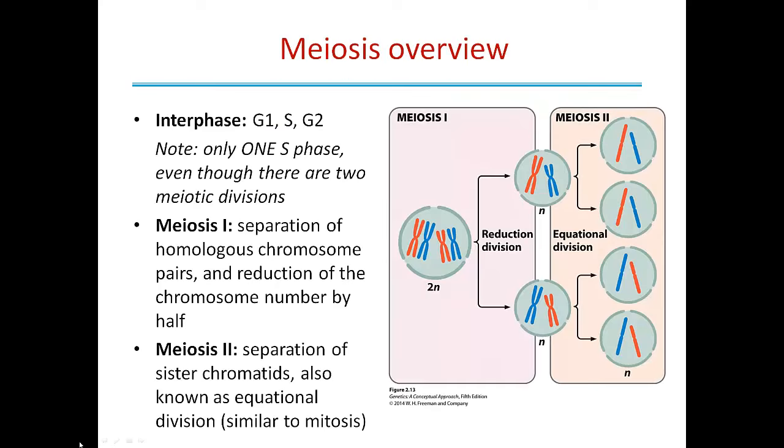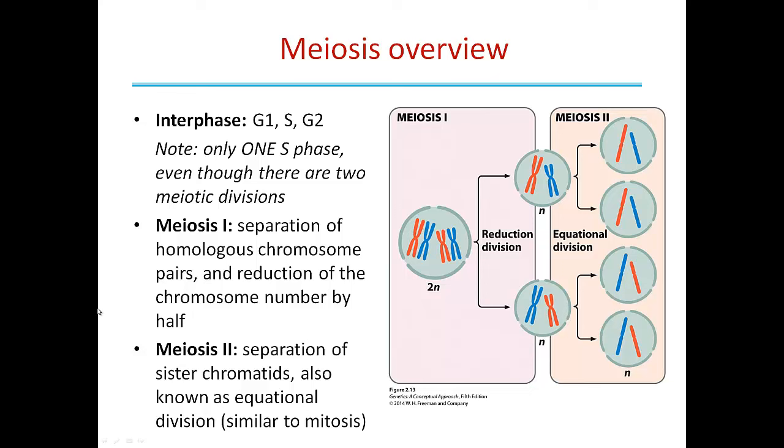We'll start off with an overview of meiosis. So meiosis consists of two stages, two cell divisions, meiosis 1 and meiosis 2. And as we mentioned before, those are preceded by one interphase. So there's one S phase where the DNA is replicated, and then we go into meiosis 1, followed immediately by meiosis 2.